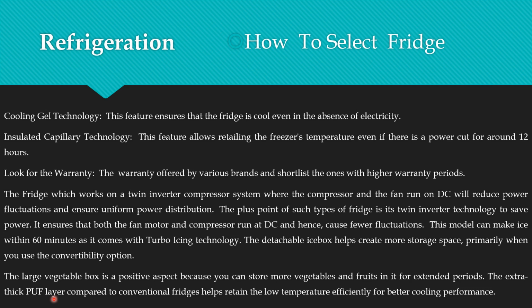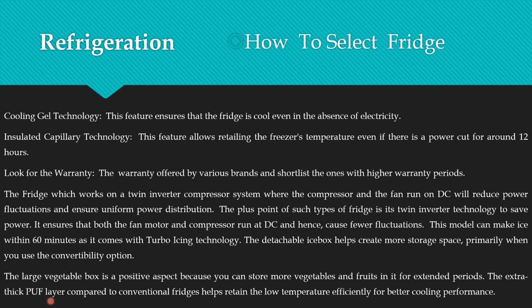The extra thick puff layer compared to conventional fridges helps to retain the low temperature efficiently for better cooling performance. So the polyurethane puff layer insulation given inside the new type of fridge helps to keep the temperature even in the absence of power. That is, during a power cut it will keep the temperature and will not spoil the food kept inside.